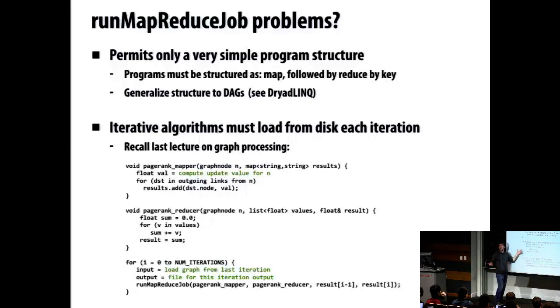So I can actually implement PageRank, the algorithm that we talked about at length last time, in terms of just these 2 little simple primitives. So I load the graph. Every iteration I call a MapReduce job. So let's think about this. Is this a good implementation of PageRank?